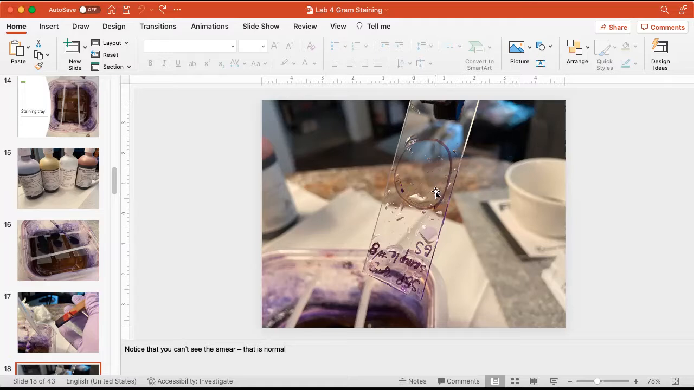If you've made a nice thin smear, you're not going to see anything with your eyes because the stain has stained the cells, not the slide. You won't see the color until you go under the microscope.